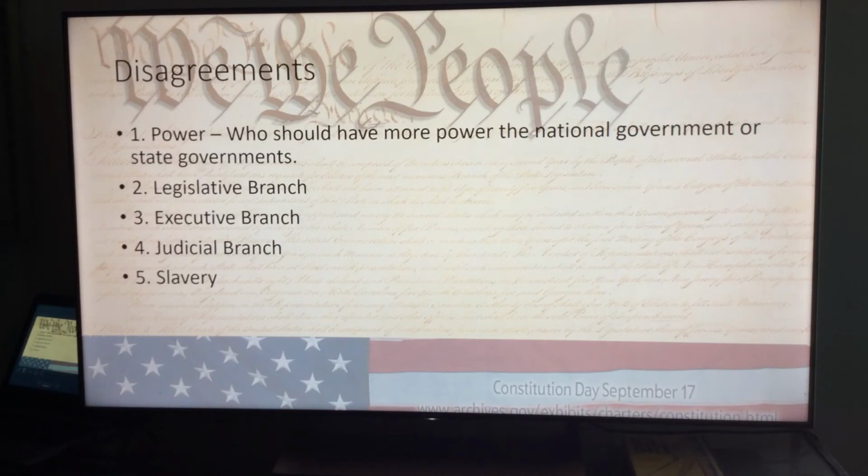2, what's the legislative branch going to look like? How's it going to be populated? 3, what's the executive branch going to look like? How is it going to be populated? 4, judicial branch. What does the judicial branch look like? How is it going to be populated? And the 5th issue is slavery. Okay, so these are the disagreements.